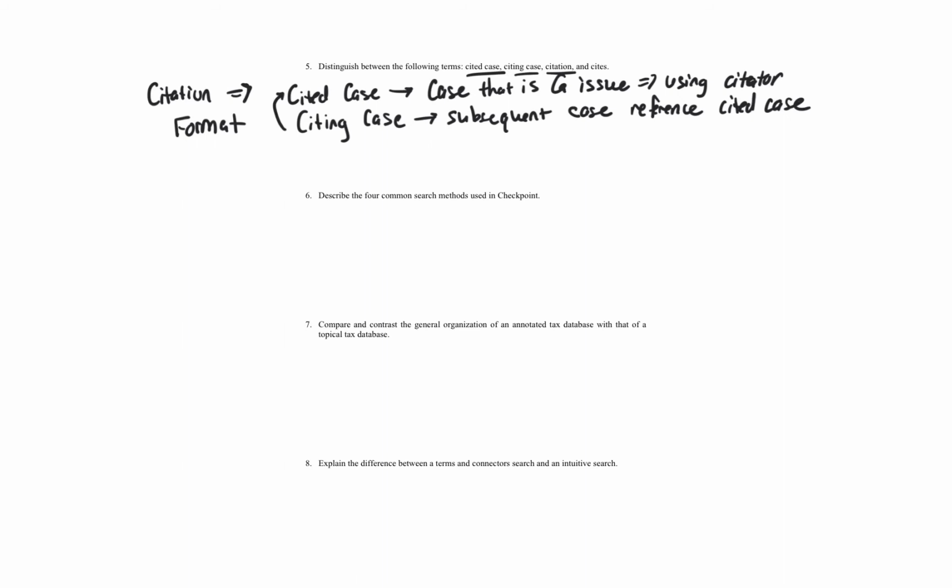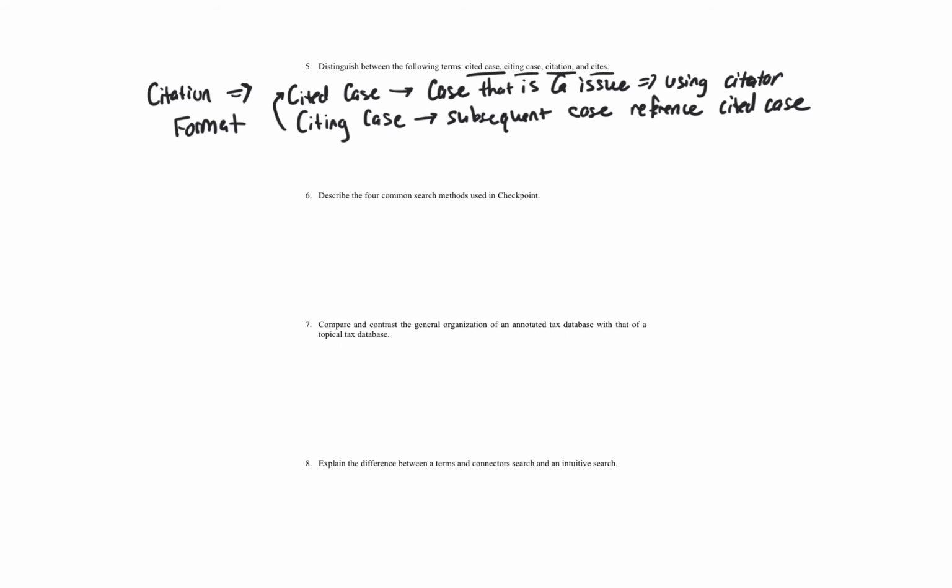Remember the four phrases or words here at issue. The cited case is the case at issue, the one you're trying to determine in the citator what's happening with in the future. The citing case is the subsequent case that cites the previous case. The citation is the format that the case goes in, and in judicial sources of tax law, I spent a long time talking about what format it needs to be in. And then finally, cites: the subsequent case cites a previous case.